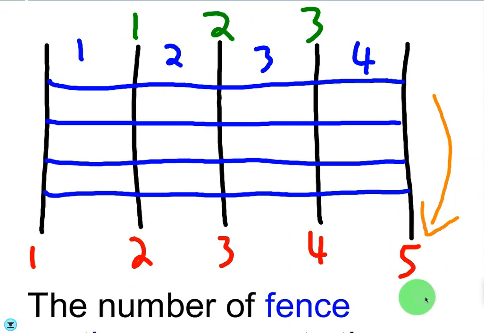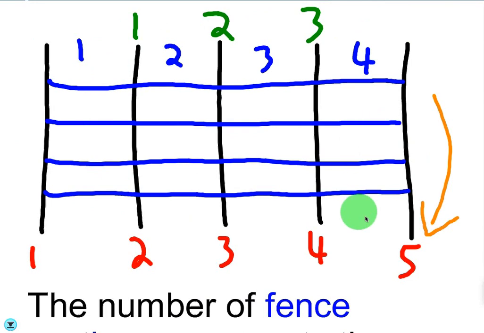The second thing I want you to notice is how many fence posts do we have between the two end posts. Okay, so we have the left end post and the right end post. These green numbers denote how many fence posts are between the end posts. The third set of numbers I want you to look at are the blue numbers. That's how many sections of fence there are. Okay, this is the first section, this is the second, this is the third, and this is the fourth.